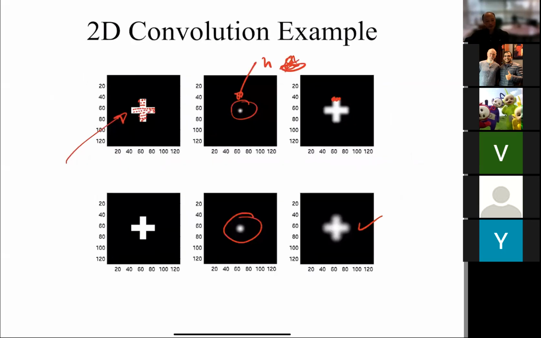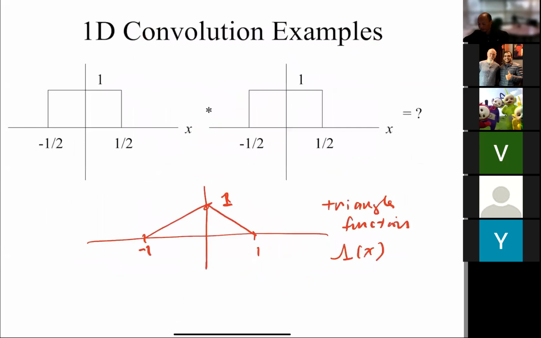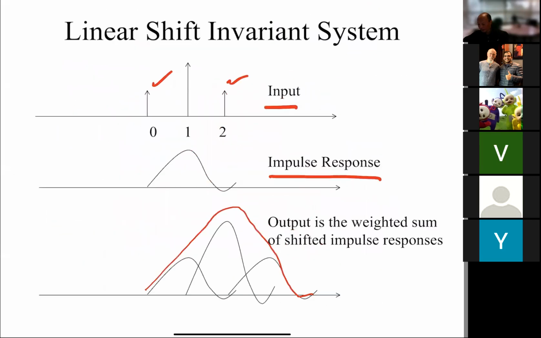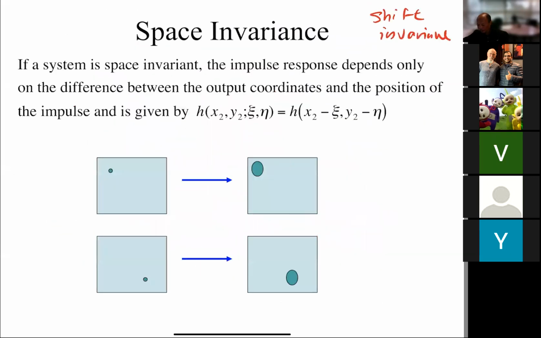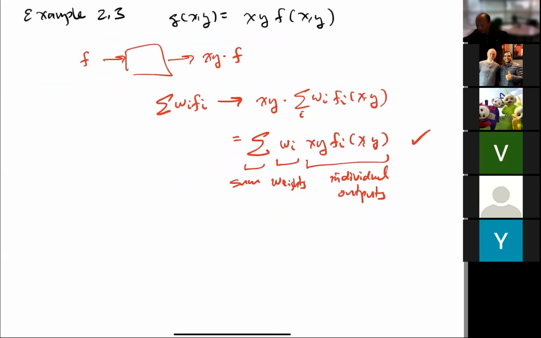So are there any questions before I go back and look at examples 2.2 and 2.3 in terms of shift invariance, to see if they're shift invariant? I just want to see if there are any questions before we go through those examples. Okay. If not, let's just go back to where those things are.